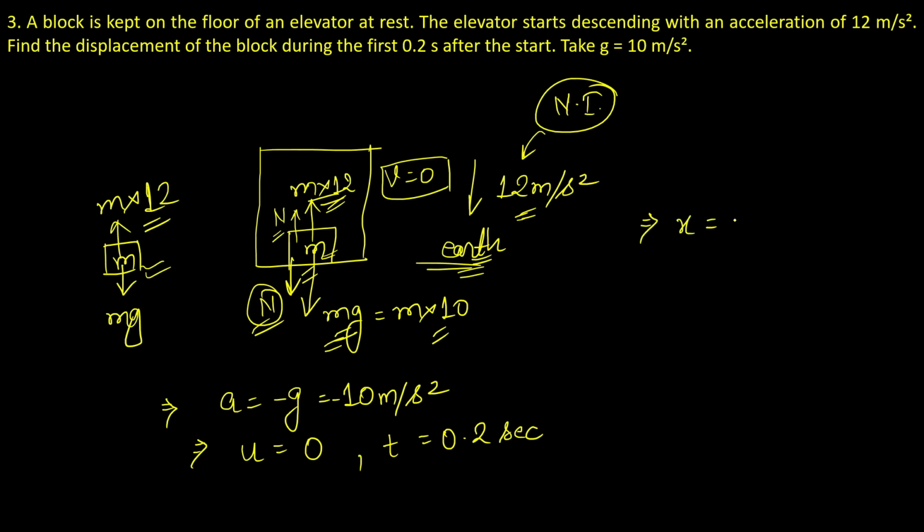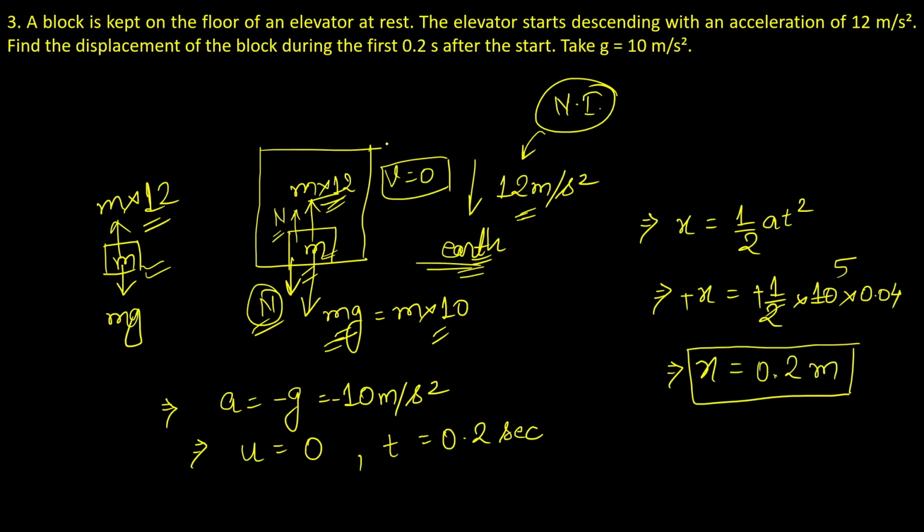x is equal to ut plus half at square, u is basically 0, and x will also be negative because the acceleration is in the negative direction. So minus x is equal to minus half into 10 into t square. 0.2 square is 0.04. So x is, because half of 10 is 5, 5 times 0.04, nothing but 0.2 meters. So the displacement of the block during the first 0.2 second after the start is 0.2 meters in the downward direction. It is actually freely falling because it has already left the lift surface, because the pseudo force is more than the weight of this mass.